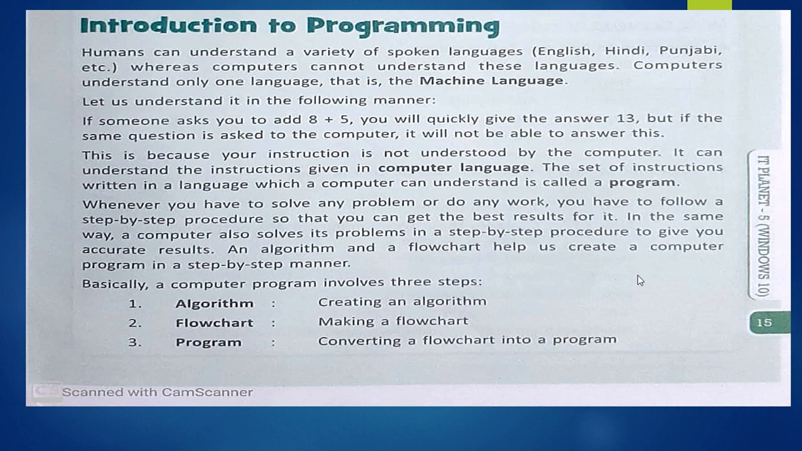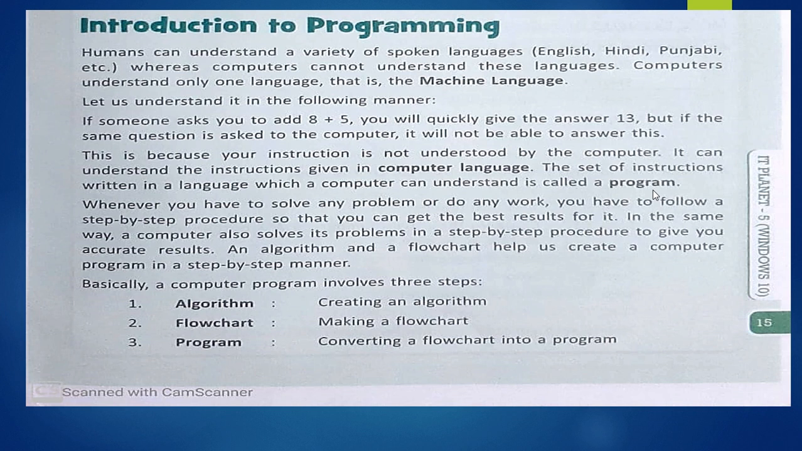Next is, what is a program? The set of instructions written in a language which a computer understands is called a program. If you want to perform a particular task, you have to write down the instructions or the steps in one particular manner in some particular language, that is called a program. And the way or the procedure to write down the program is called programming.